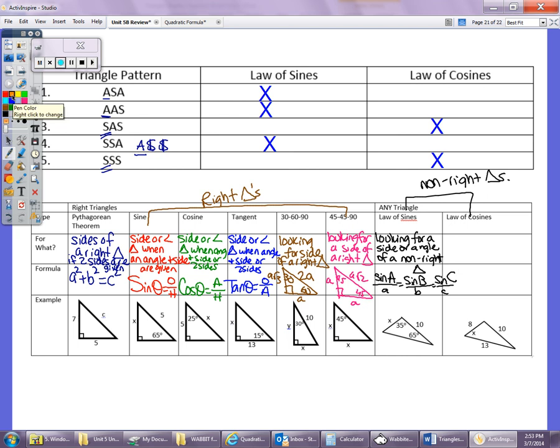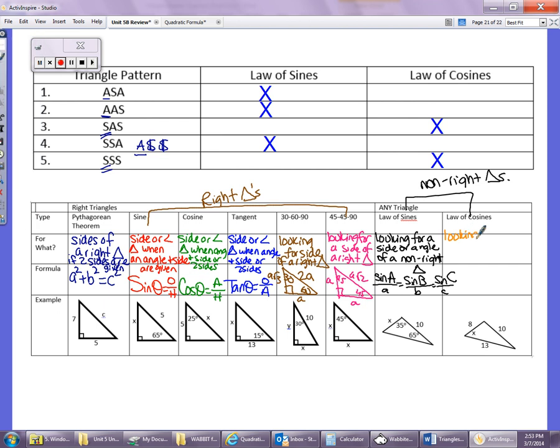And then last but not least, law of cosines is when you're looking for a side or angle of a non-right triangle. So that has three formulas. We have a squared equals b squared plus c squared minus 2bc cosine a. B squared equals a squared plus c squared minus 2ac cosine b. Or c squared equals a squared plus b squared minus 2ab cosine c.